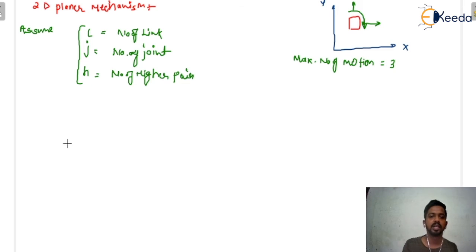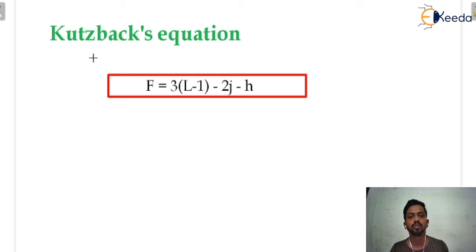According to this assumption, Kutzbach derived the formula for the degree of freedom, and those are the Kutzbach equations. You must remember these equations because a number of questions are going to be asked based on them. So first of all, remember these equations properly. That is F is equal to 3 into (L minus 1) minus 2J minus H, where F denotes degree of freedom. Degree of freedom means the maximum number of motions possible in two-dimensional space, because the Kutzbach equation is based on two-dimensional planar mechanisms.